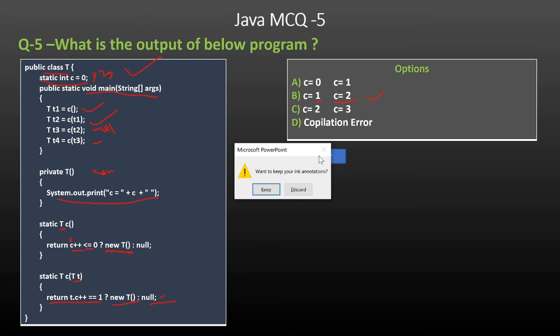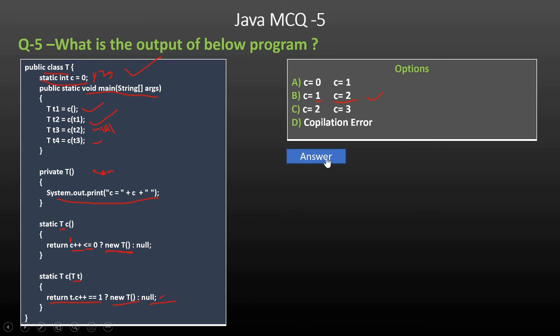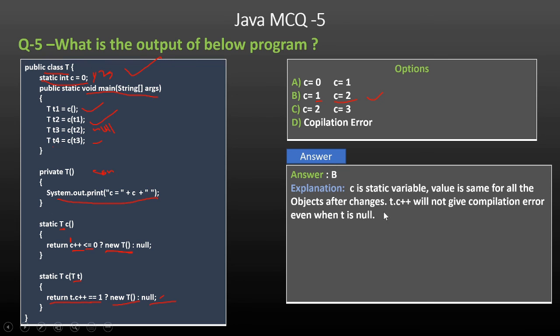So let's see. Here you can see our answer is B, and it's because C is a static variable, and the value is the same for all the objects after changes, so t dot c will not give a compilation error either.